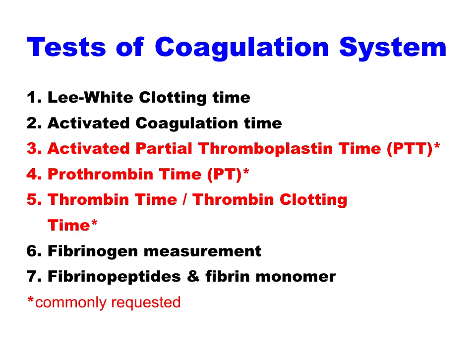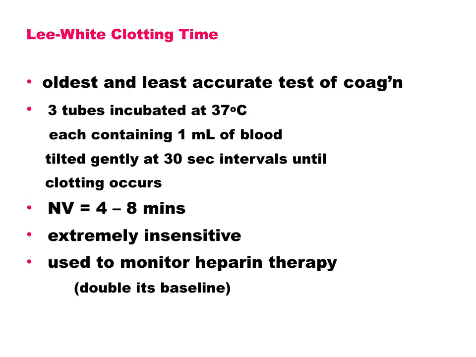Tests of the coagulation system are the following. We have the oldest, the Lee-White clotting time. Then we also have activated coagulation time. The ones in red font, the PTT or activated partial thromboplastin time, prothrombin time, and thrombin time or thrombin clotting time, are the commonly requested coagulation system laboratory examinations. We can also make use of fibrinogen measurement as well as detection of fibrinopeptides and fibrin monomer.